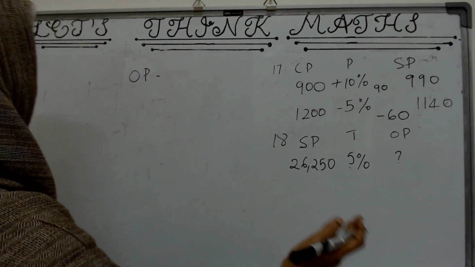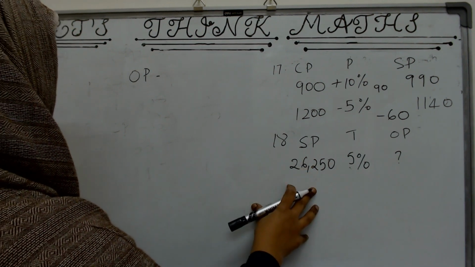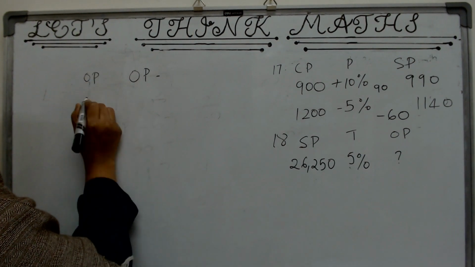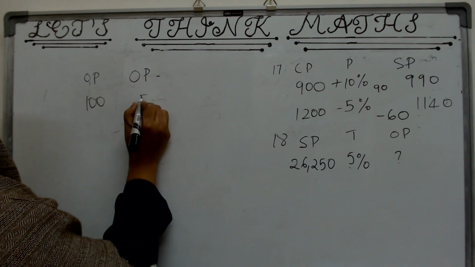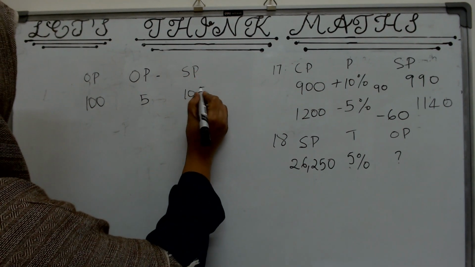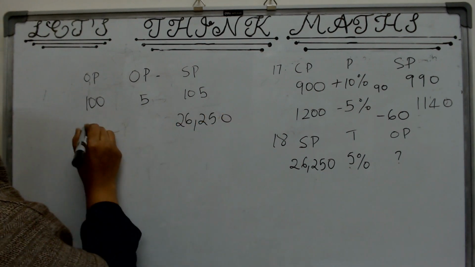Now, from the formula, you cannot find the original price. Then what do we do? Apply the definition. What is the definition for the original price? For every 100, he has to pay 5 rupees extra. So his selling price would be 105. But the selling price is actually this. So what will be the original price?